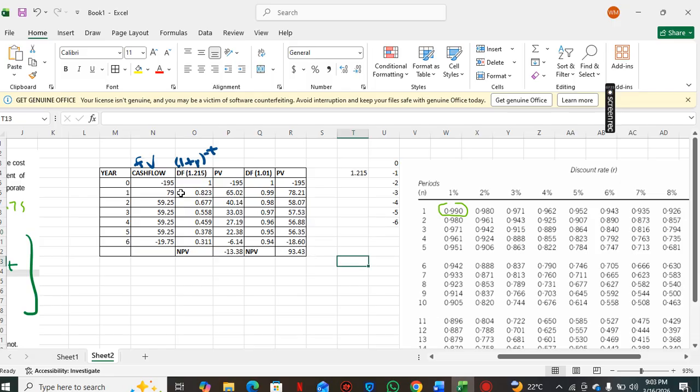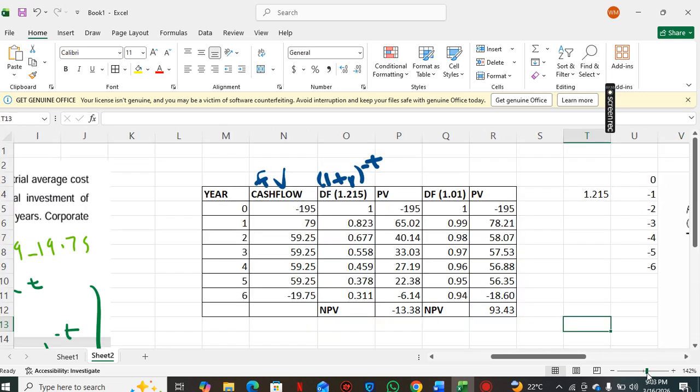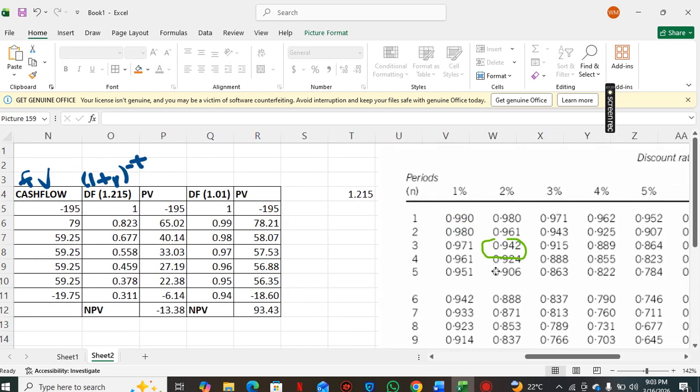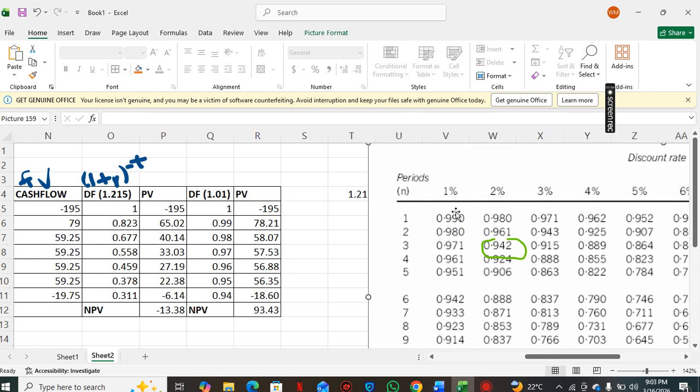So I think I missed the point I just explained. How did you get the figures on discount factors, especially maybe 0.99? We are using this table, sir. You just read here the percentage, then the years, and you come here.